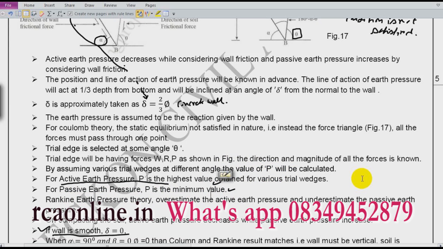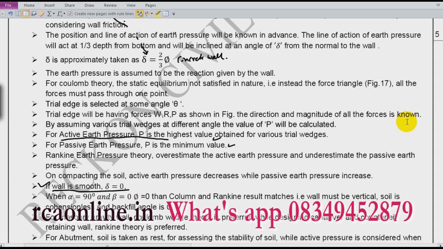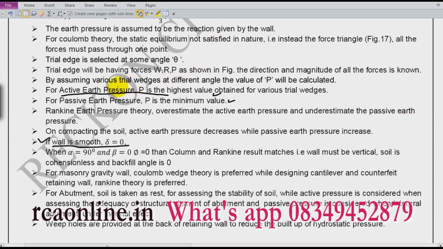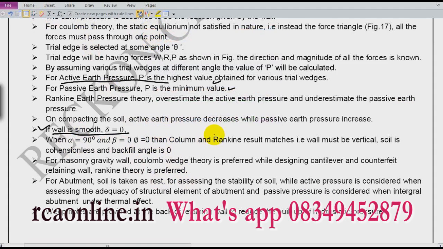Is it okay? Now the next is, if the wall is smooth, then delta will be 0. So now the Coulomb and Rankine results match when the wall is vertical, the inclination of the soil is 0 and the soil is cohesionless. But in numericals, friends, in the examination, a lot of Rankine questions have been asked and less weightage is given to the Coulomb theory. That's why I have also taken Coulomb theory in a shorter part and put emphasis on the Rankine theory.